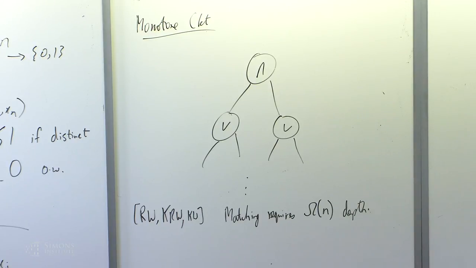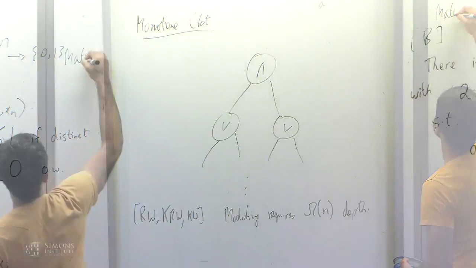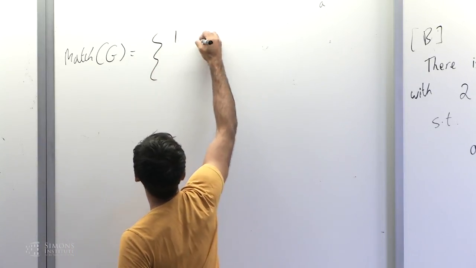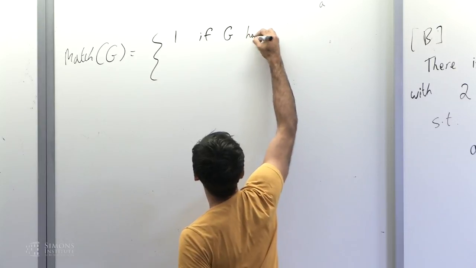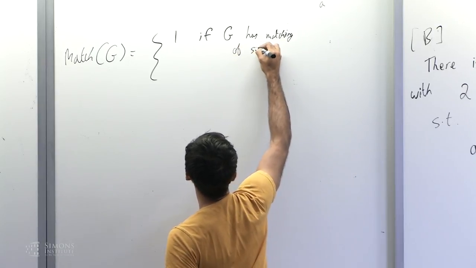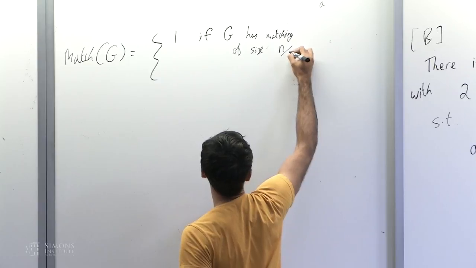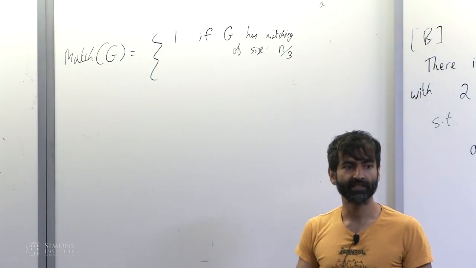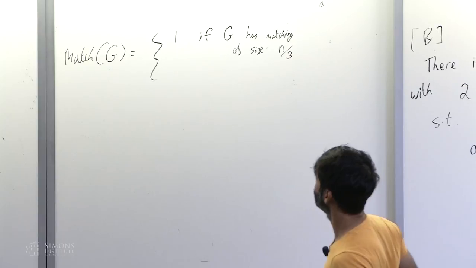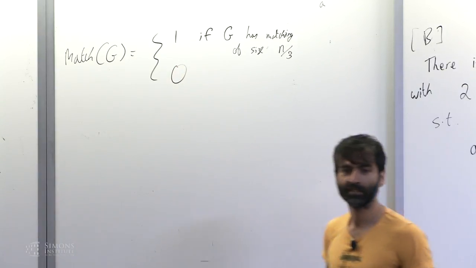Second, what is matching? The input to the matching problem is a graph. And the thing you're trying to figure out is, does the graph have a large matching? So match of G, where G is a graph, is one if G has a large matching. And for the purpose of the proof, the parameter that I'll need is matchings of size roughly n over 3. So the graph has n vertices, and does the graph have a matching of size roughly n over 3? We'll see what we get in the proof. And otherwise, you're supposed to output 0.